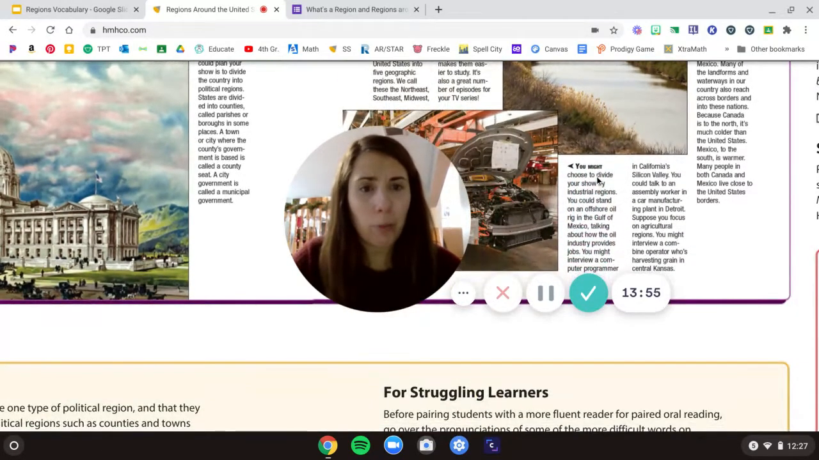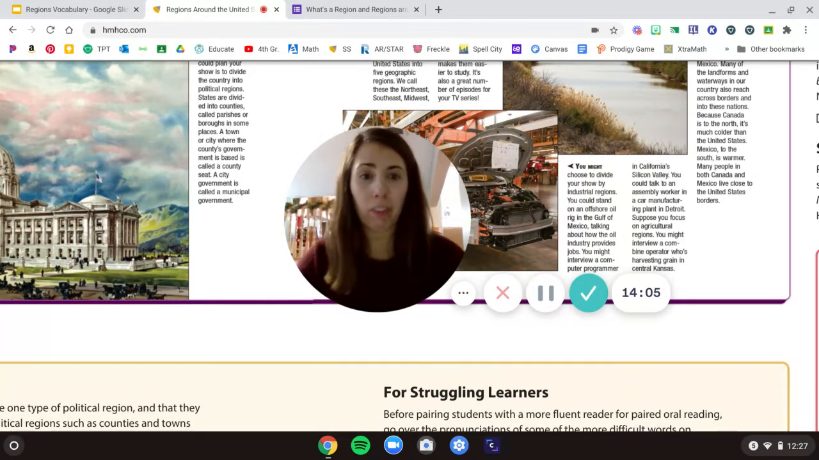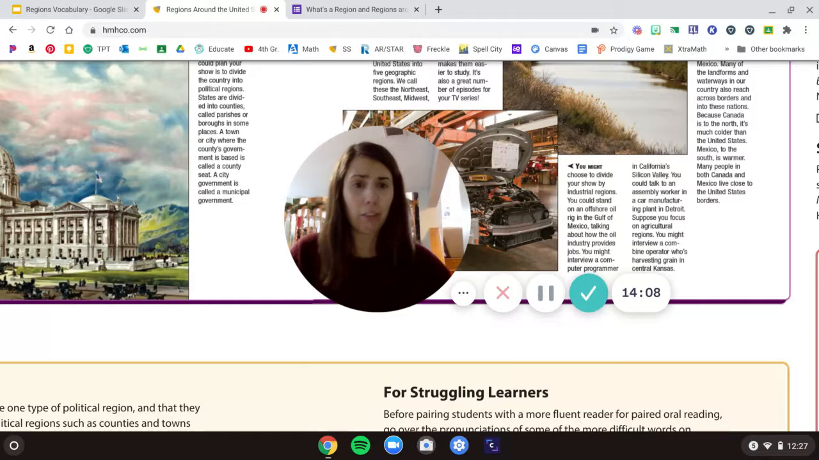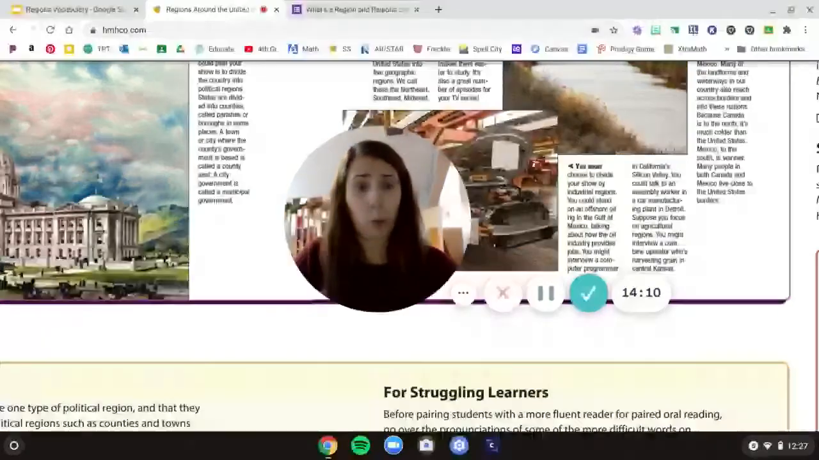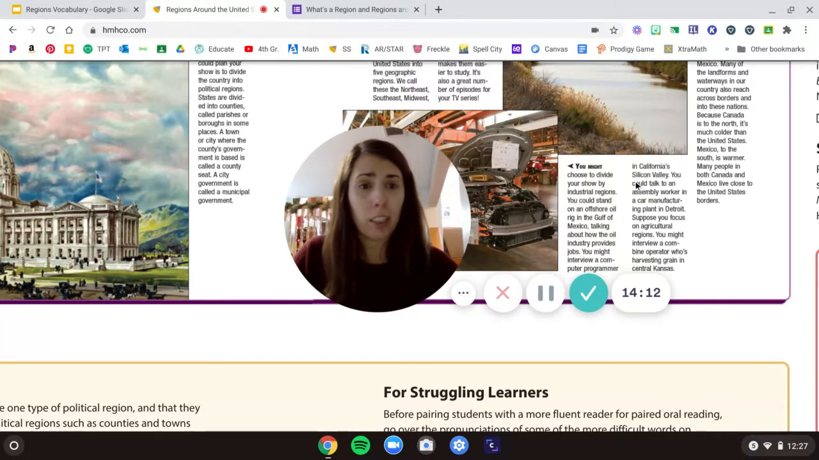You might choose to divide your show by industrial regions. You could stand on an offshore oil rig in the Gulf of Mexico, talking about how the oil industry provides jobs. You might interview a computer programmer in California's Silicon Valley. You could talk to an assembly worker in a car manufacturing plant in Detroit. Suppose you focus on agricultural regions. You might interview a combine operator who's harvesting grain in central Kansas.